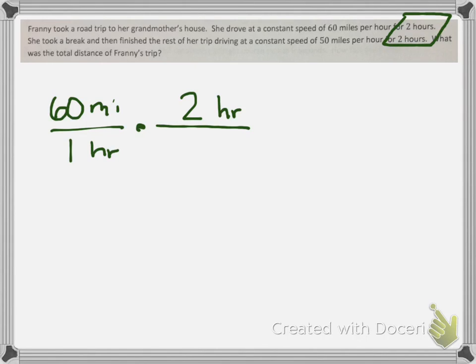So I'm going to set it up this way. That allows my hours to cancel. It's going to give me a number of miles. 60 times 2 is 120 miles. So during the first leg of the trip, she drove 120 miles.